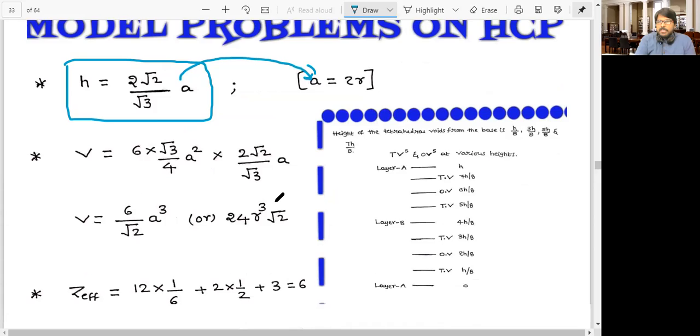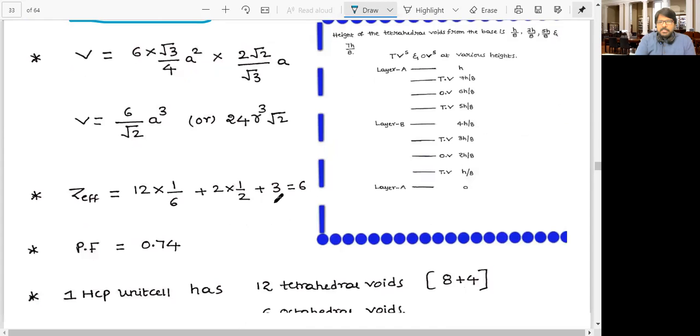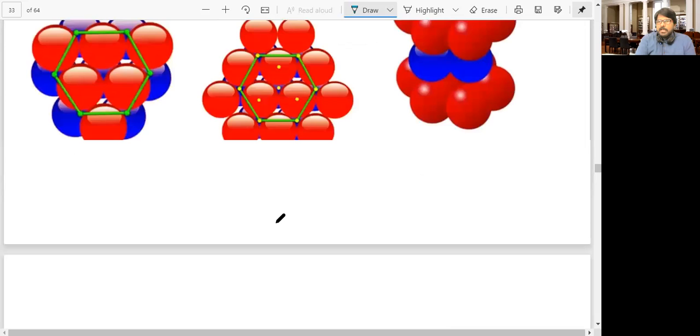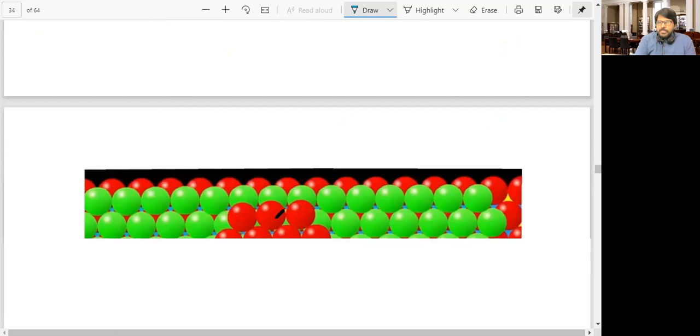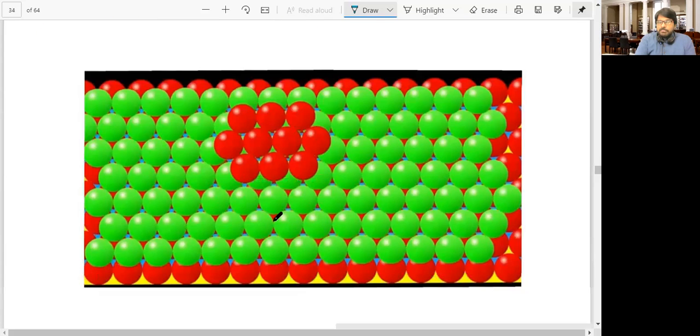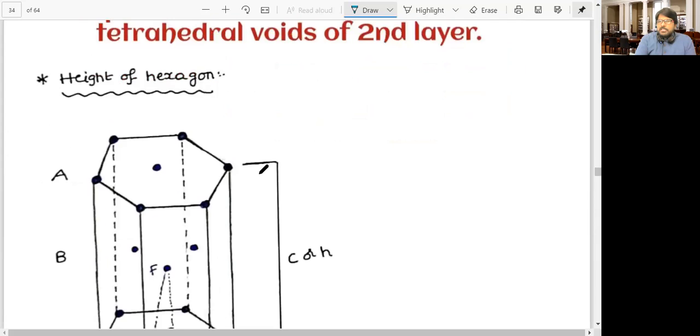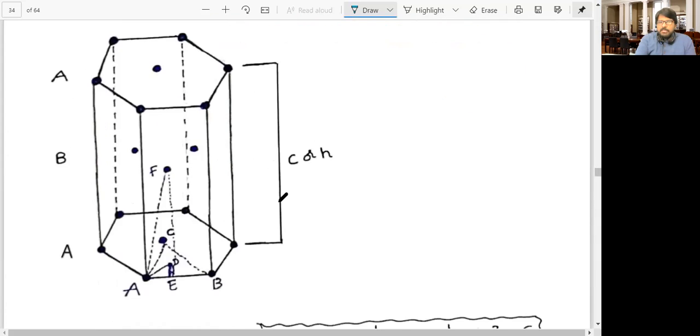If you take one unit cell of HCP, it has particles in 3 layers, and the distance between the first layer and the third layer is called the height of the hexagon. This is the unit cell structure, and this is the height we are talking about. If you can remember this height of the hexagon, problems can be solved very easily.